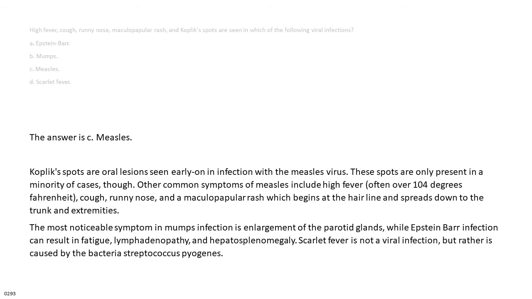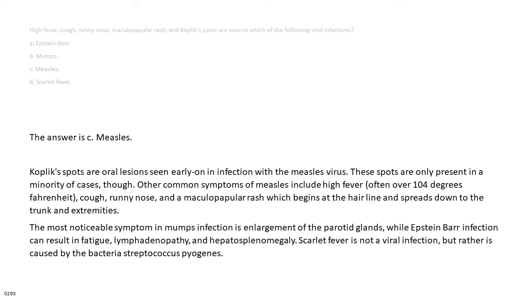The answer is C. Measles. Koplik spots are oral lesions seen early on in infection with the measles virus. These spots are only present in a minority of cases, though. Other common symptoms of measles include high fever, often over 104 degrees Fahrenheit, cough, runny nose, and a maculopapular rash which begins at the hairline and spreads down to the trunk and extremities.